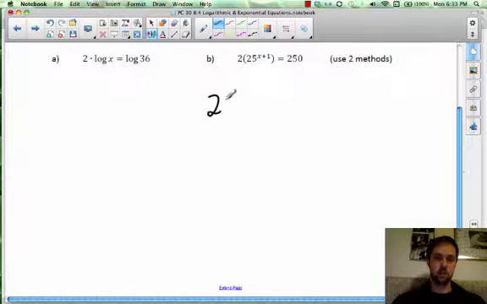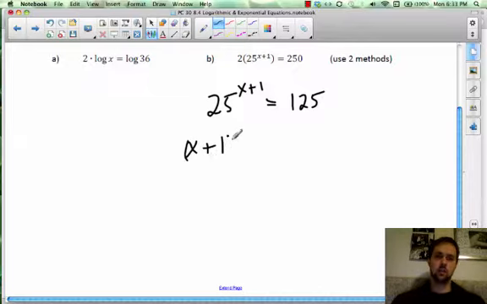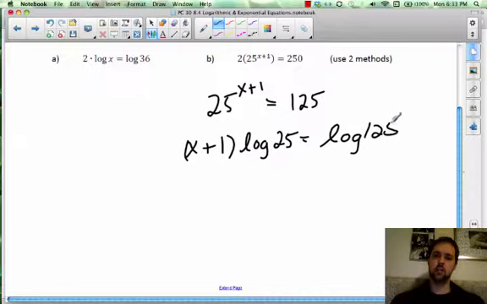So the second method, if we chose to use it, we would start the same way, divide each side by 2 to get rid of that, and then write this as 25 to the x plus 1 equals 125. Now, if we wanted to bring this thing down, we could take the log of both sides here and drop that in front like this, and then write that equivalent. So we've just taken the log of both sides as is, and then this exponent becomes a multiplicative coefficient.